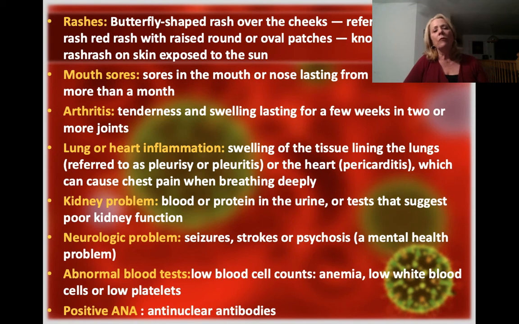Now, one of the things that they're going to be tested for is ANA. And ANA stands for anti-nuclear antibodies. There's only about 5% of patients or less that test negative for ANA and still have lupus. So what that means is 95% or more of the patients who test positive for ANA are probably going to have lupus.